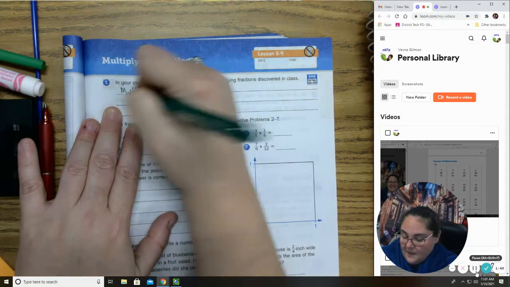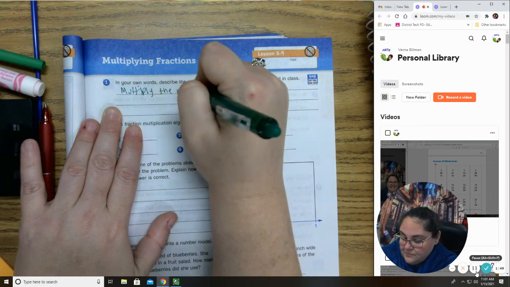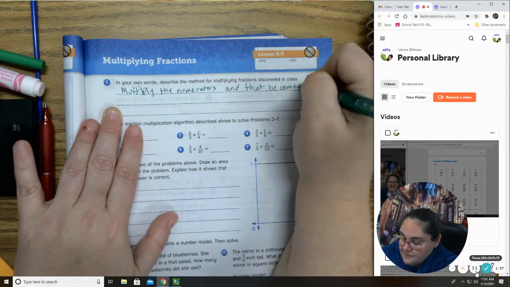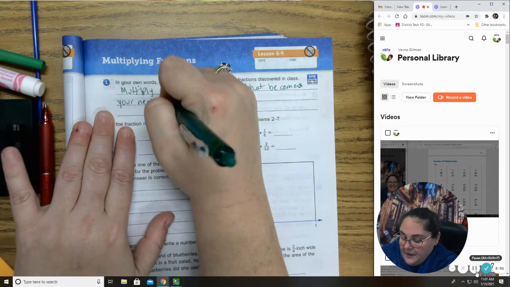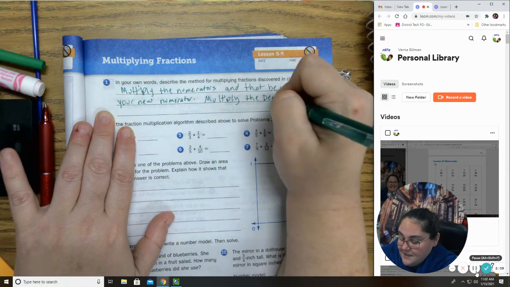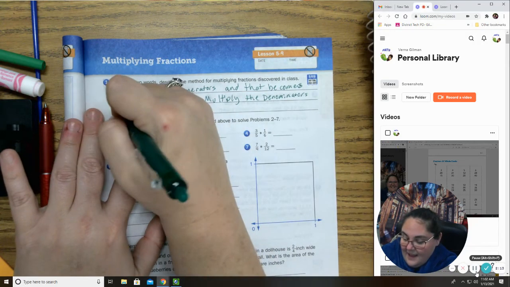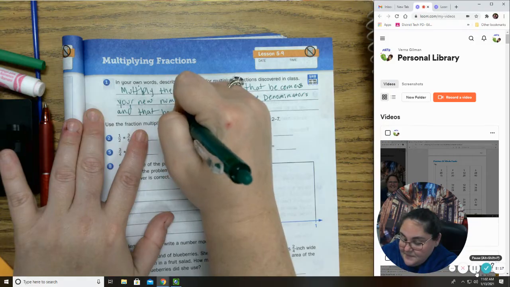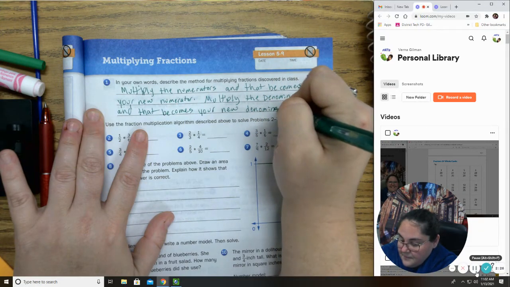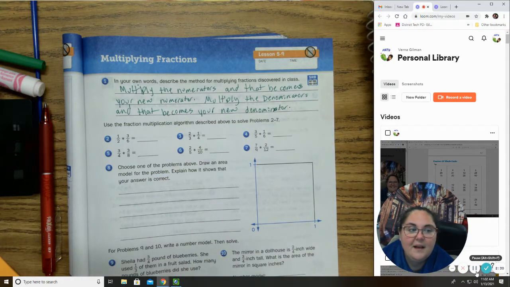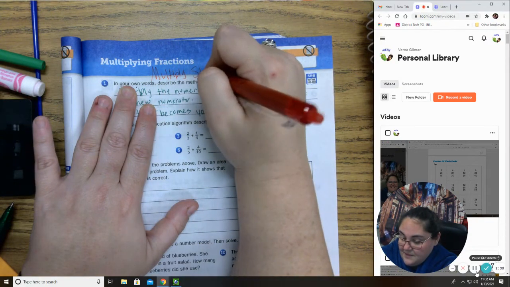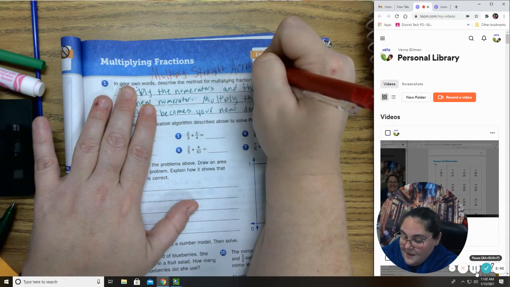Multiply the numerators, and that becomes your new numerator. Multiply the denominators, and that becomes your new denominator. Absolutely. If you want to write on the top of your page, multiply straight across, that is okay as well.